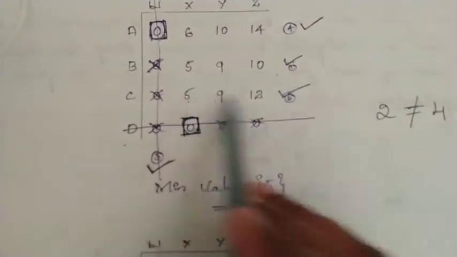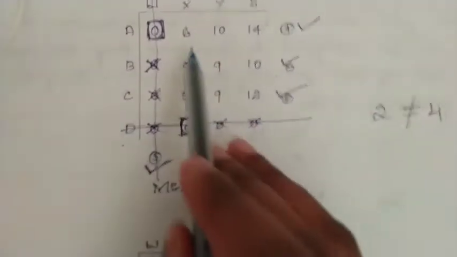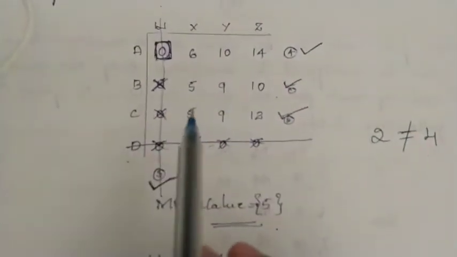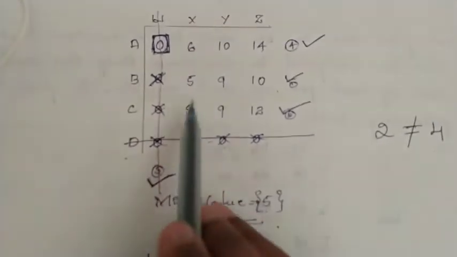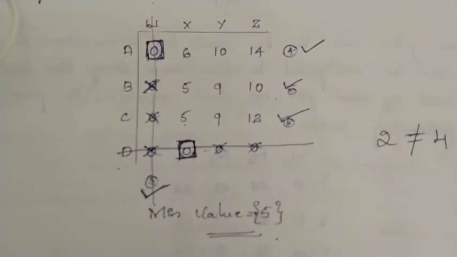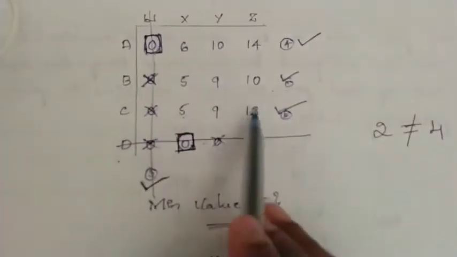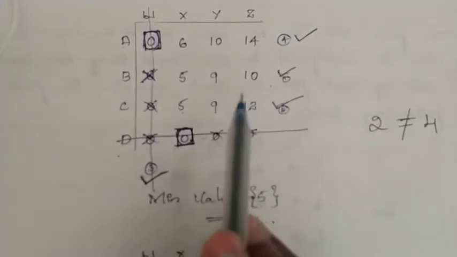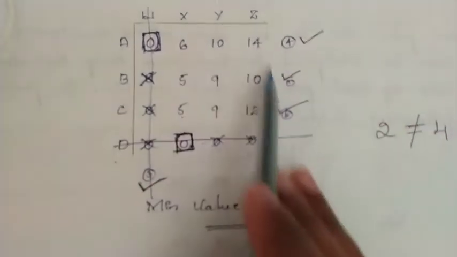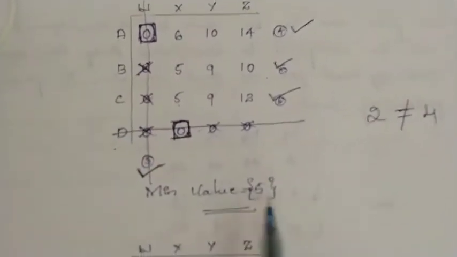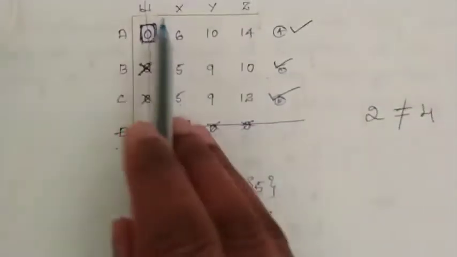Now you need to identify the minimum value among the elements which are not covered with any of the lines, either the horizontal line or the vertical line. Among the elements which are not covered with any line, you need to identify the minimum value. In these values, the minimum value is 5. Now once again you need to prepare the matrix.